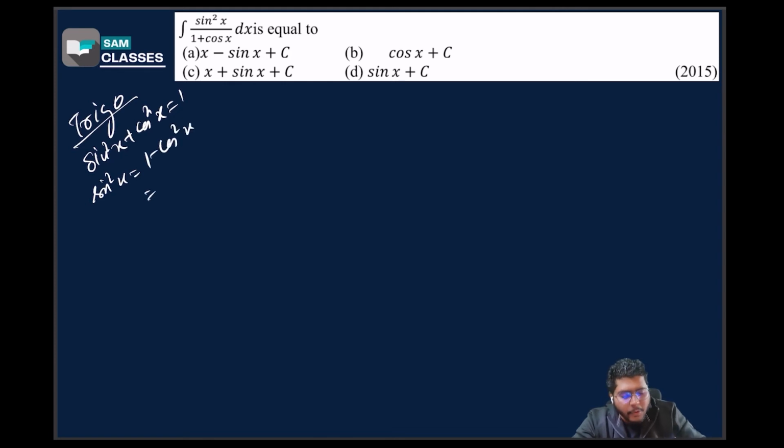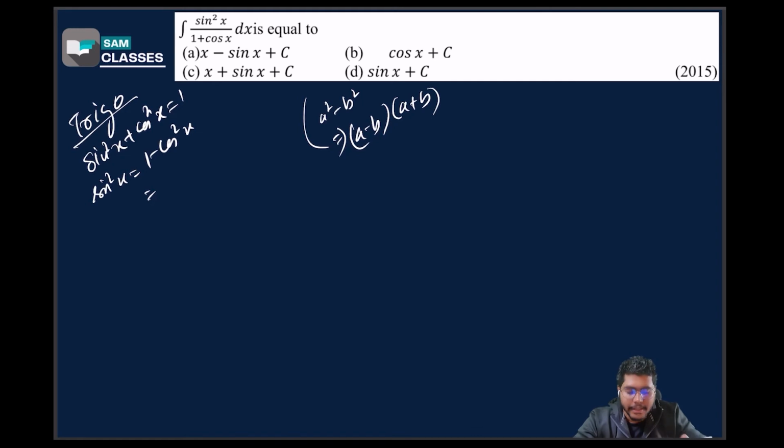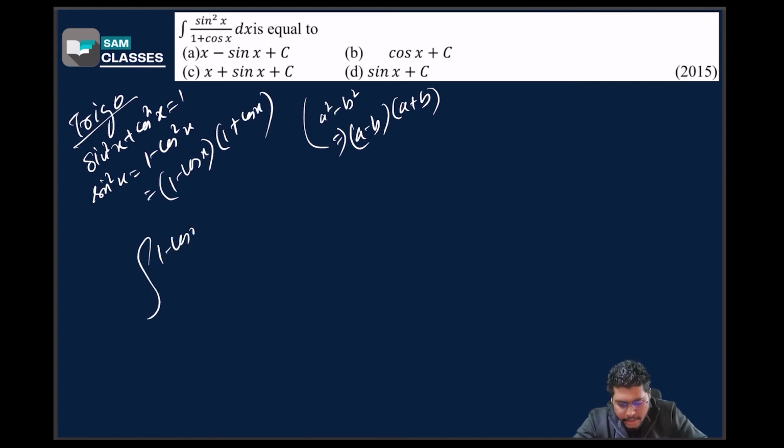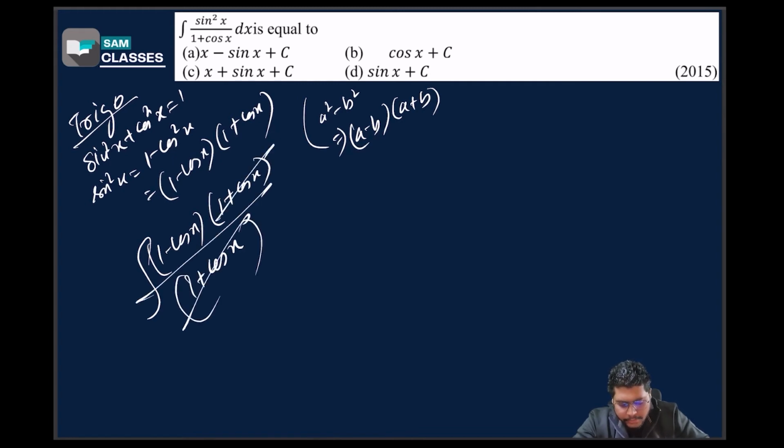And I remember one more formula from algebra. What is that formula? a square minus b square is equal to a minus b into a plus b. This I have studied in class 6 or 7, correct? So I can write this as 1 minus cos x by 1 plus cos x, correct? Then I'll simplify 1 minus cos x by 1 plus cos x divided by 1 plus cos x. So you cancel, and what do you have? Just the integration of 1, which is x, and the integration of cos x is sin x plus c.